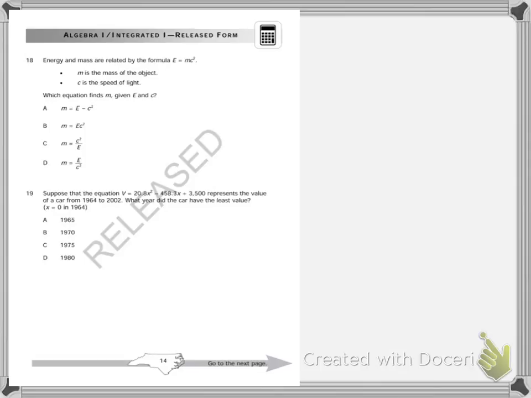Now for 18, it's asking which equation finds m given e and c, and the equation given to you is e equals mc squared. So what we're going to be finding is the m. So from the equation e equals mc squared, we're going to be finding this variable.